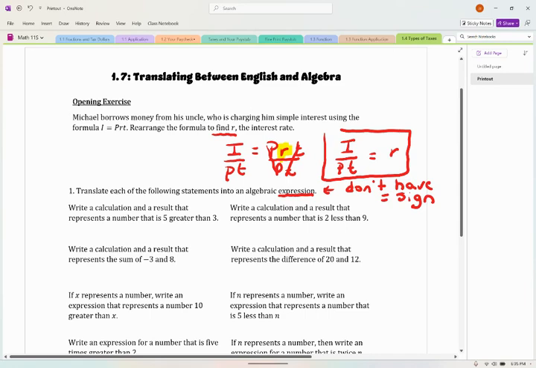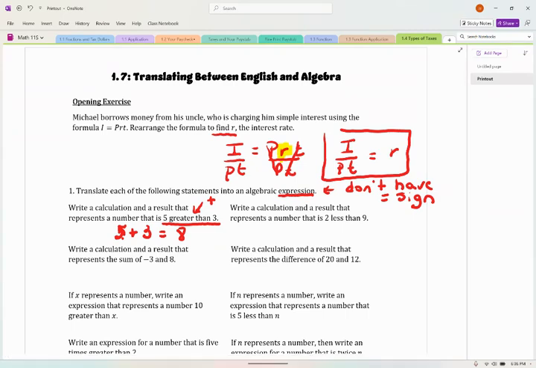Okay, so write a calculation and a result that represents a number that is 5 greater than 3. So if I look at greater than, what operation, adding, subtracting, multiplying, or dividing? I'm adding. So 5 plus 3 equals 8. The only reason I'm solving it here is because it says a result, okay?